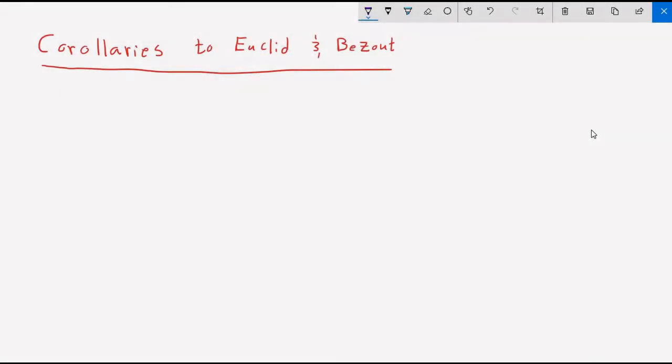Let's just quickly fire off a couple corollaries to the Euclidean algorithm and Bezout's theorem of the previous video. So the first thing we're going to prove, corollary 1, is that if some integer d divides a product of integers a and b, and a and d have GCD equal to 1, then it's going to turn out that d divides b.